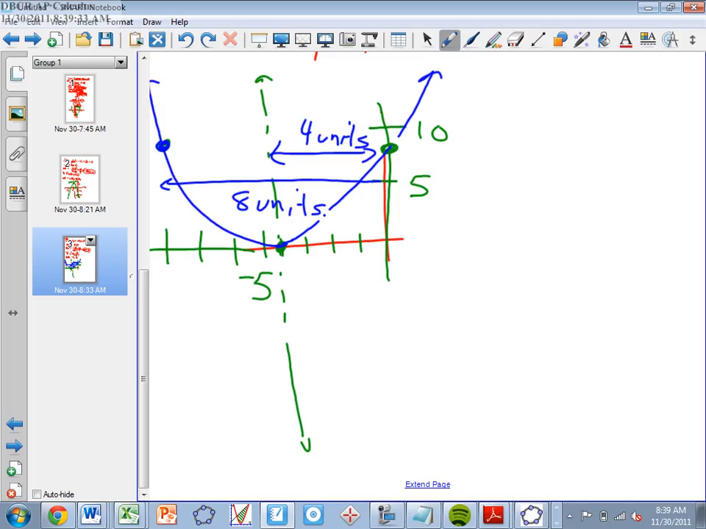Okay, so there's my quadratic for this one. So we notice that the quadratic itself is tangent to the x-axis. It is tangent to the x-axis.